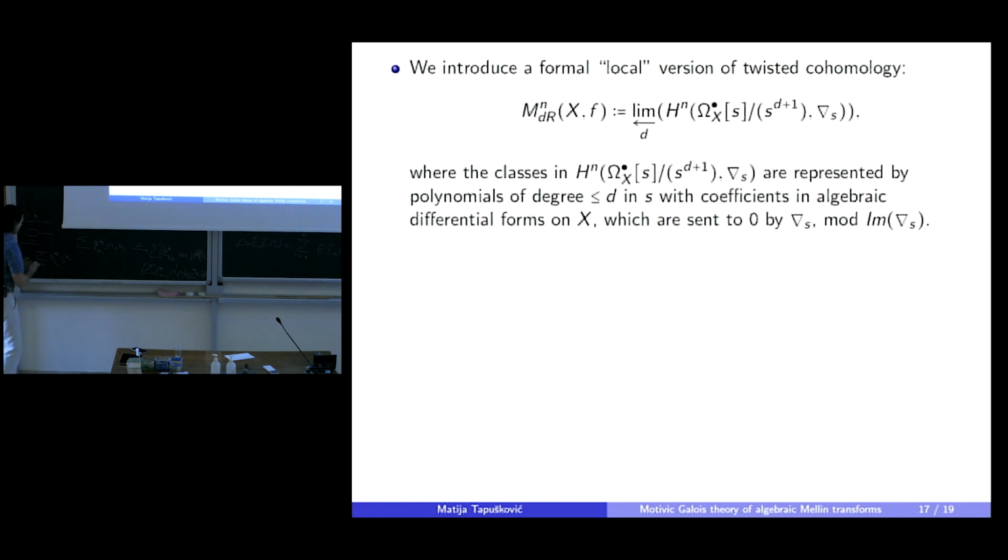We want some sort of cohomology group such that we can have a perfect pairing that spits out things like this. And what we do is we use this projective limit here. So basically, on the inside, let's see what we have. Classes in Hn of this here are just represented by polynomials of degree less than or equal to d in S, where coefficients are algebraic differential forms on X. And these polynomials should be sent to 0 by nabla S, modulo the exact versions of those.